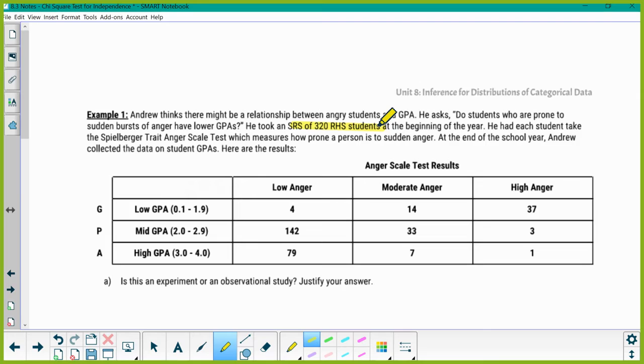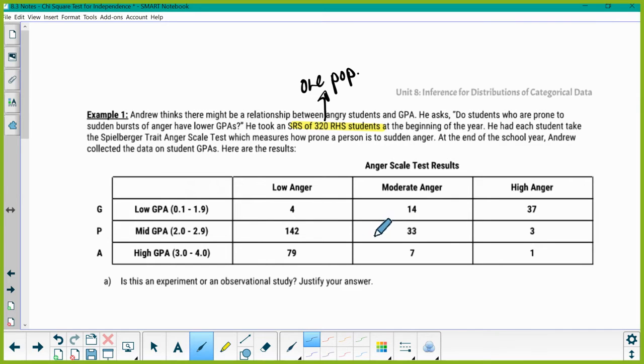Here are the results. So, first thing that I notice when I look at this question is I have one population. I only have one group of RHS students. So, automatically, my brain is going to go to either a goodness of fit test or an independence test. If I had two populations, that's when I think homogeneity. So with one population, I am now looking at a two-way table.